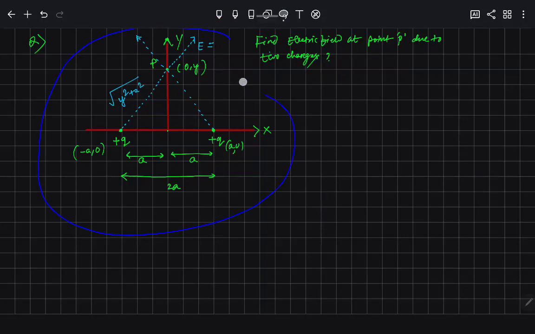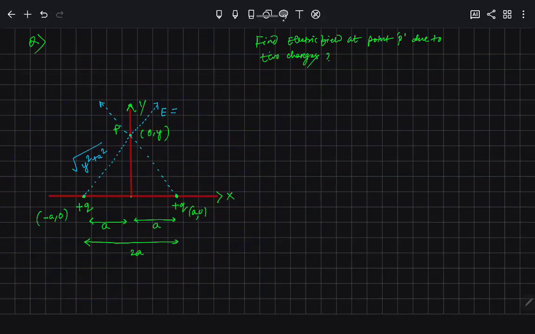Just a minute, I'll just take it down. So the electric field here will be kq divided by y square plus a square, because the root will go away. Now for plus q, the electric field will be the same thing, kq divided by y square plus a square.